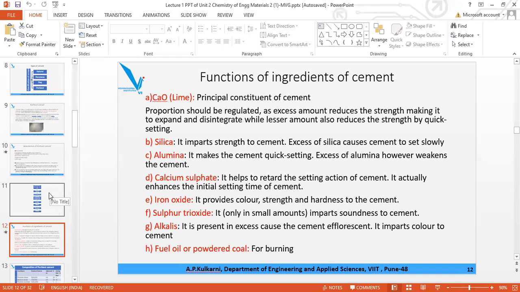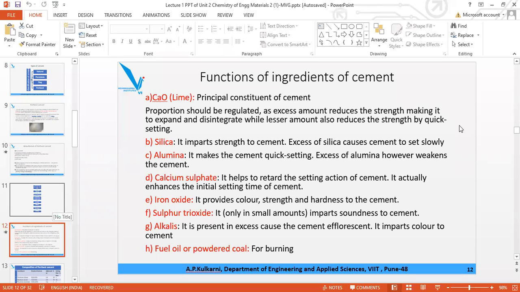Second is quarrying. Third is crushing. Then next is grinding. Materials are mixed and ground. After grinding, clinker formation. The mixture is heated in the kiln. Clinker, gypsum is added. Then the packing process, stored and transported.